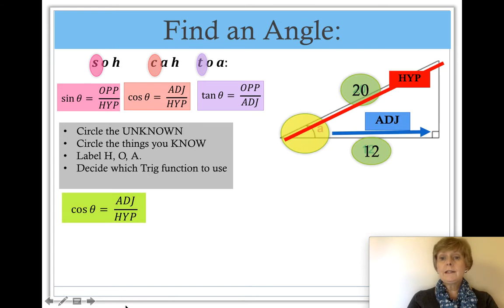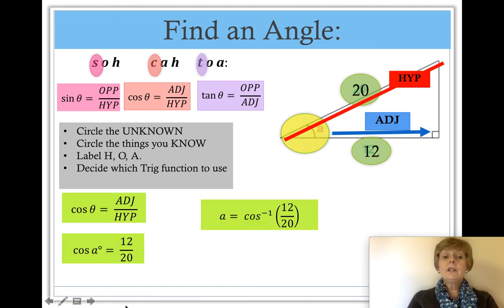Because cos theta equals adjacent over hypotenuse. Now we substitute the values that we do know. We don't know the size of theta, so we just substitute the pronumeral there. The adjacent side is 12, hypotenuse side is 20. Once again, we've got an equation to solve here.